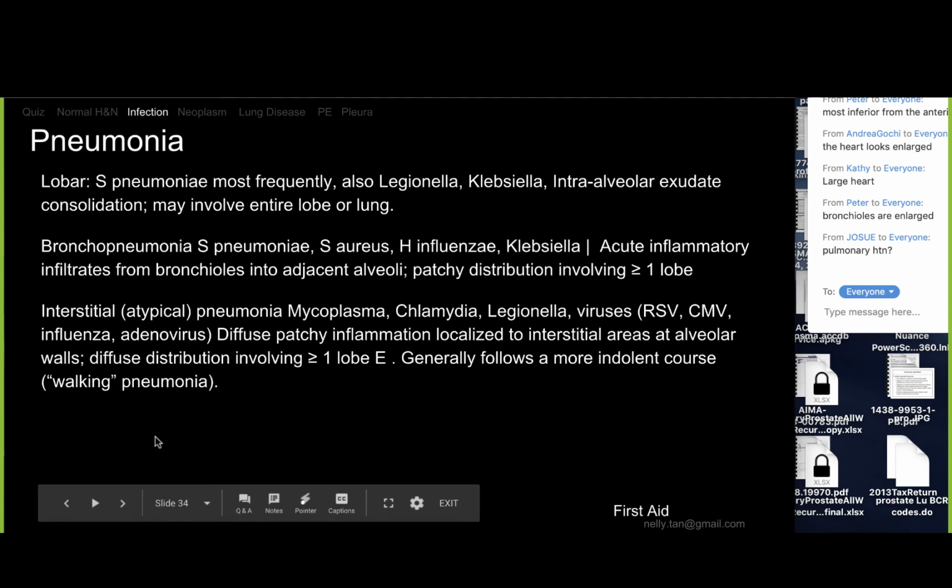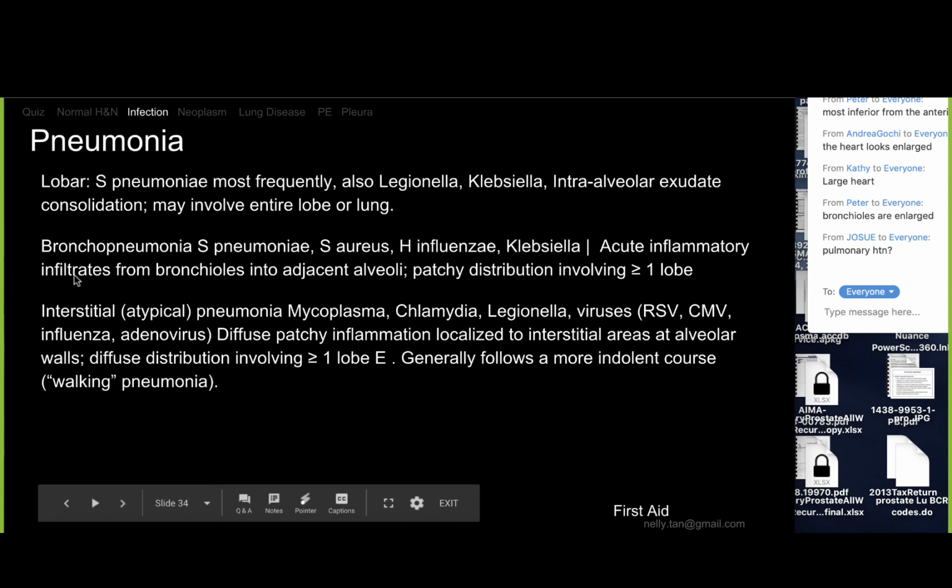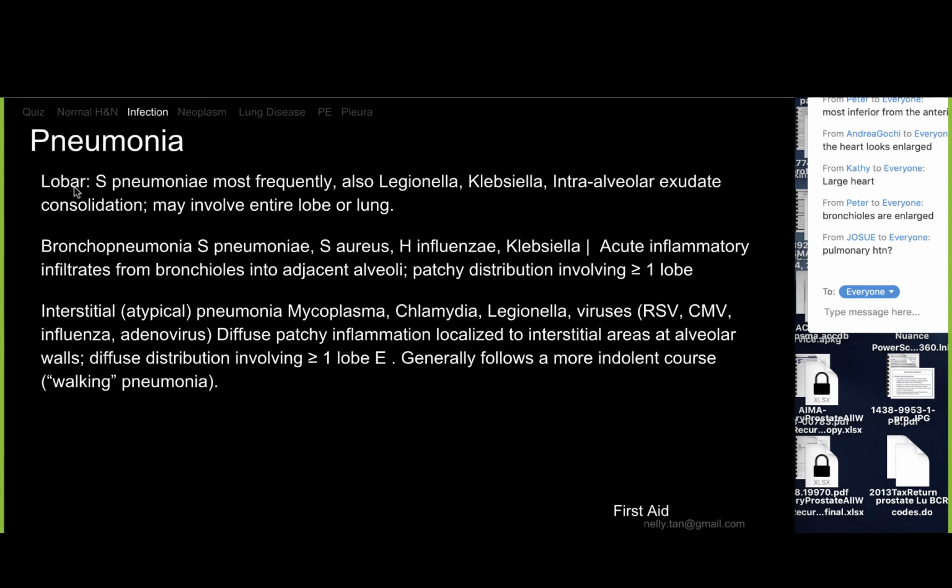So this is coming to you from First Aid. So there's different types of pneumonia: lobar, bronchopneumonia, and interstitial pneumonia. And they're a little different. Lobar involves the entire lobe. Most frequently it's Strep pneumoniae. Bronchopneumonia is infiltrate into the alveoli, so it's sort of patchy, and we'll see some examples of that, and it can be multifocal.